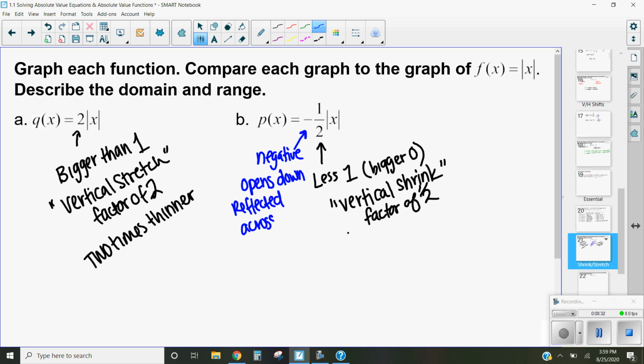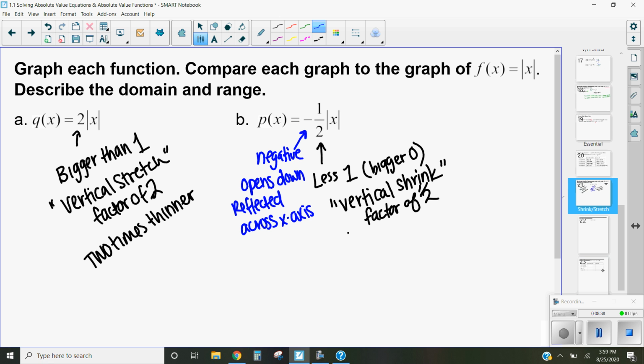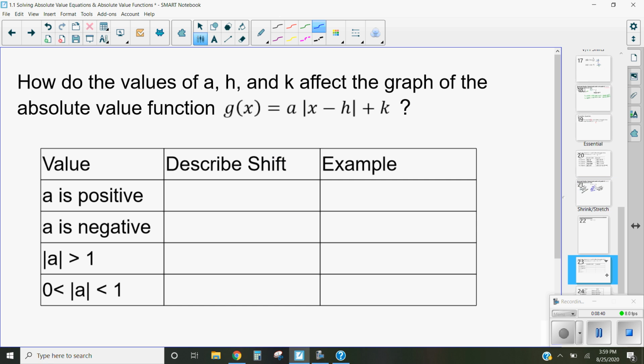So let's kind of use that table that we have here to explain what happens with A. So when A is positive, that's what we're talking about. We're just looking at either A versus negative A, right? Sometimes our A is a negative value. So when A equals a positive number, it's going to open up.